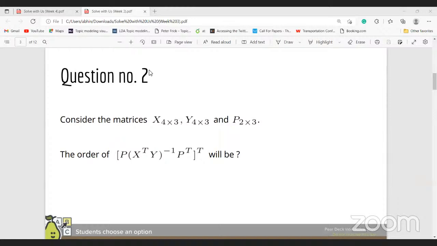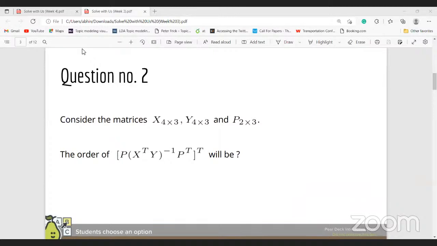Anyone having doubt in finding this order? 2 cross 2 is the right answer. Anyone who has got any other answer? Feel free to ask questions if you have any doubt. Anyone who is lagging behind?